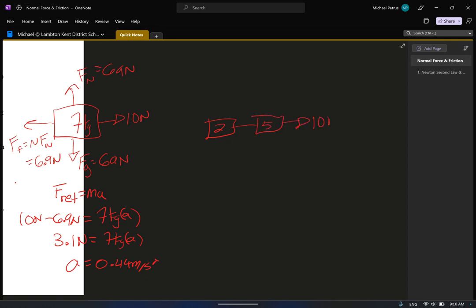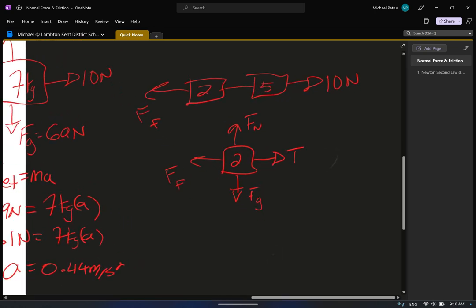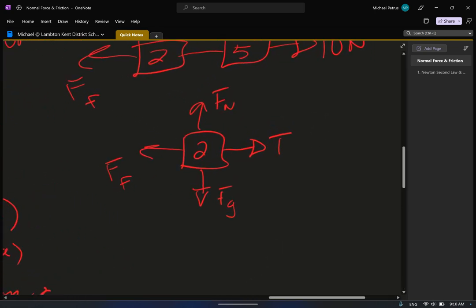So it's still got my 10 newtons forwards, and it's got some friction backwards. All right, it actually has a frictional force on the 2 and the 5. So now when we isolate the 2 kilogram mass, it still has that tension force forward, gravity down, normal force up, but now it has a force of friction backward. Now don't make the mistake of thinking it's 6.9 newtons, because this is just the frictional force on the 2 kilogram mass. So what's 2 times 9.81?